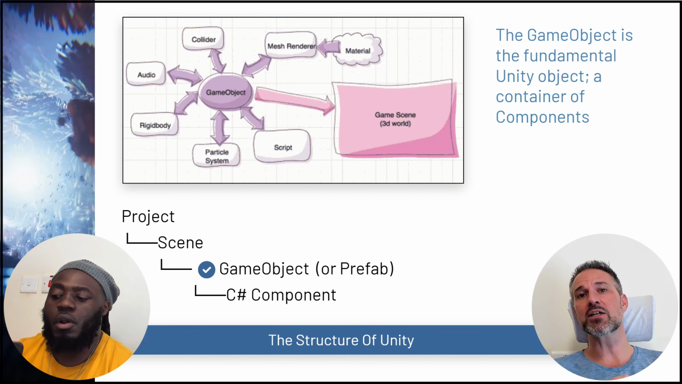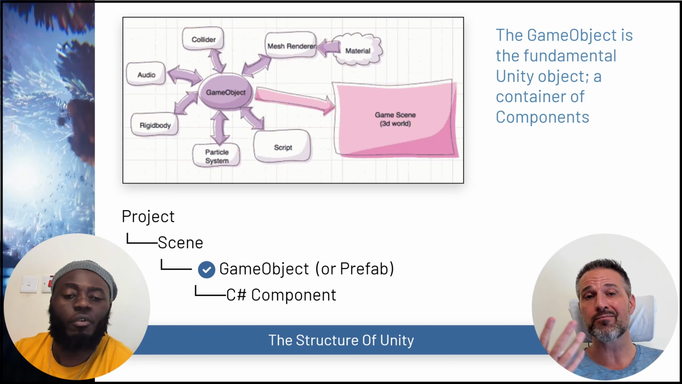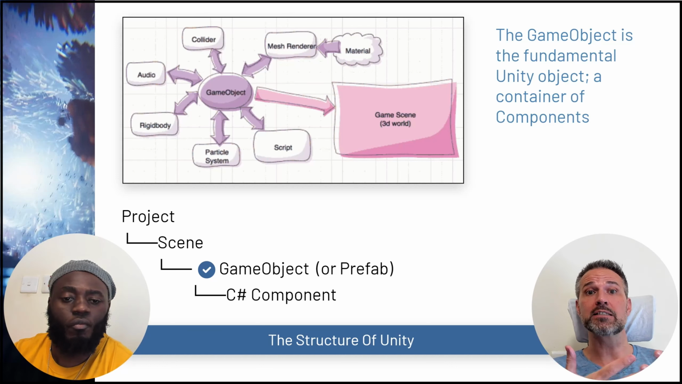Now, game objects can do graphical things like represent 3D and 2D. They can do functional things like capture input from the user. They can play audio. And the way that a game object knows how much stuff it can do is it uses components. So here in this little diagram is just one way it could work.